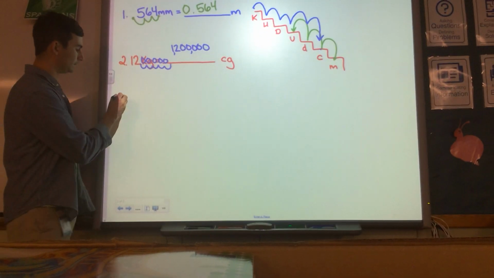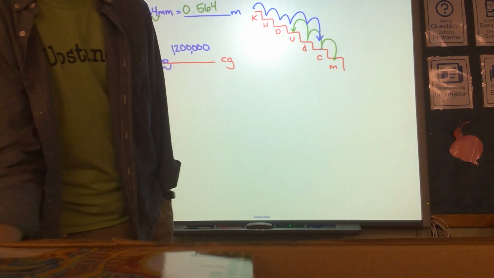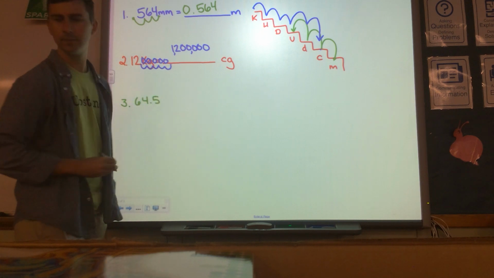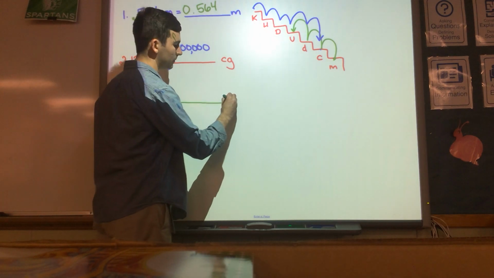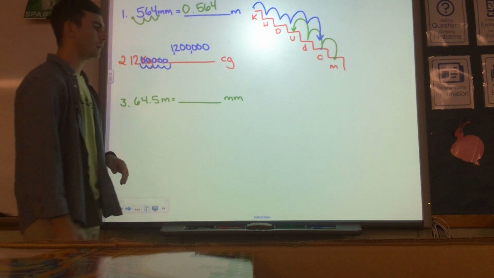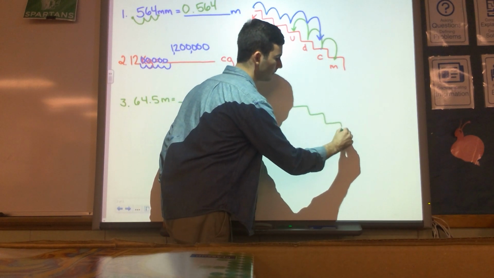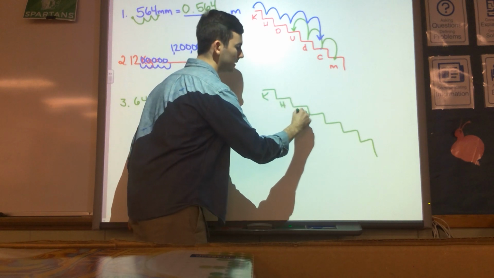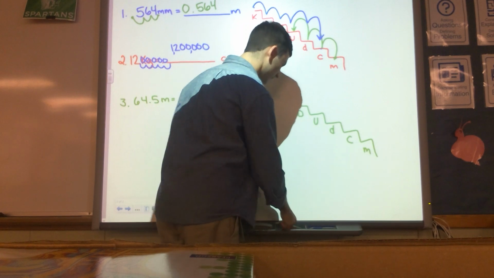Now we're going to do one more example. And this is an example where the decimal point is in the center. So I'm going to have 64.5 meters. And we're going to go to millimeters. Now I'm actually going to redraw my stair-step tool since my first one got a little messy. Remember, King Henry died unusually drinking chocolate milk.